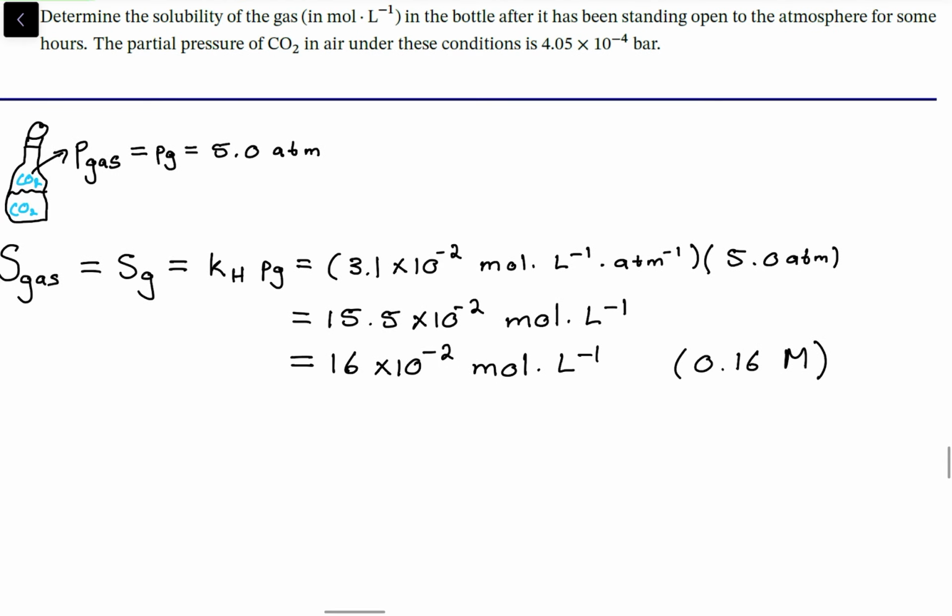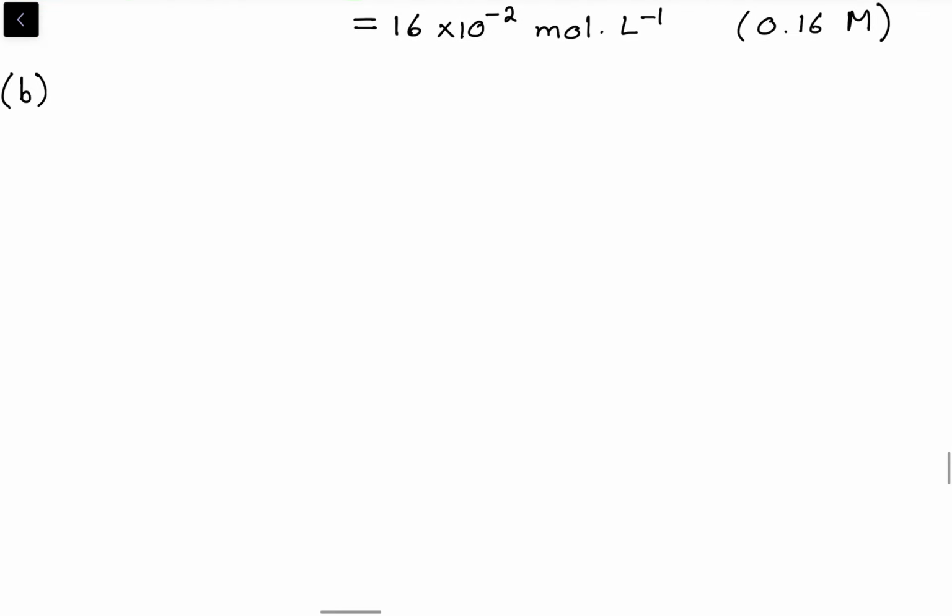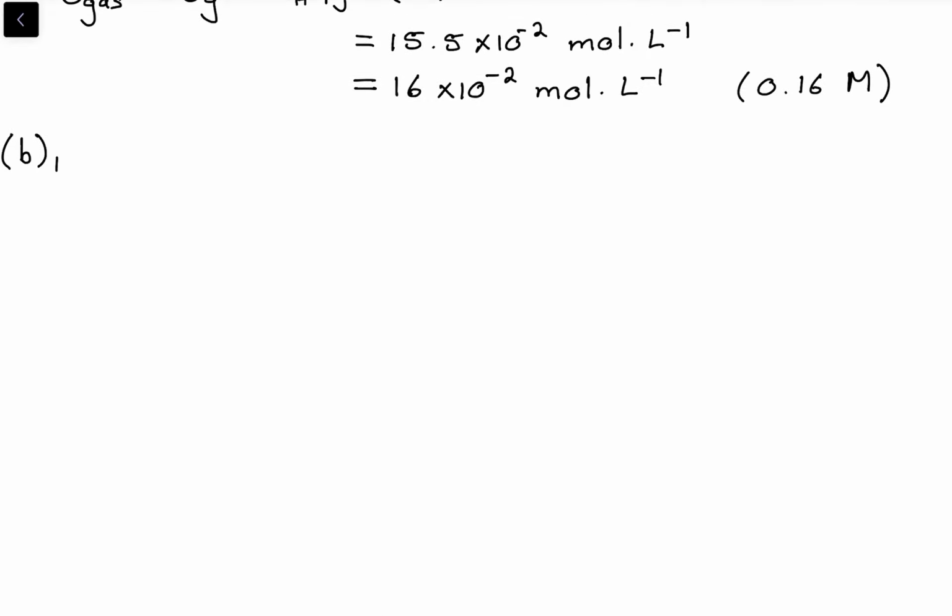So don't let the partial pressure of CO2 under these conditions distract you, because we're interested in the solubility of CO2. We're not interested in the solubility of all gas in the water. There's also going to be some oxygen and nitrogen and other gases dissolved in the water, but we're principally interested in CO2 solubility. And CO2 solubility is connected to its pressure, which is connected to its partial pressure.